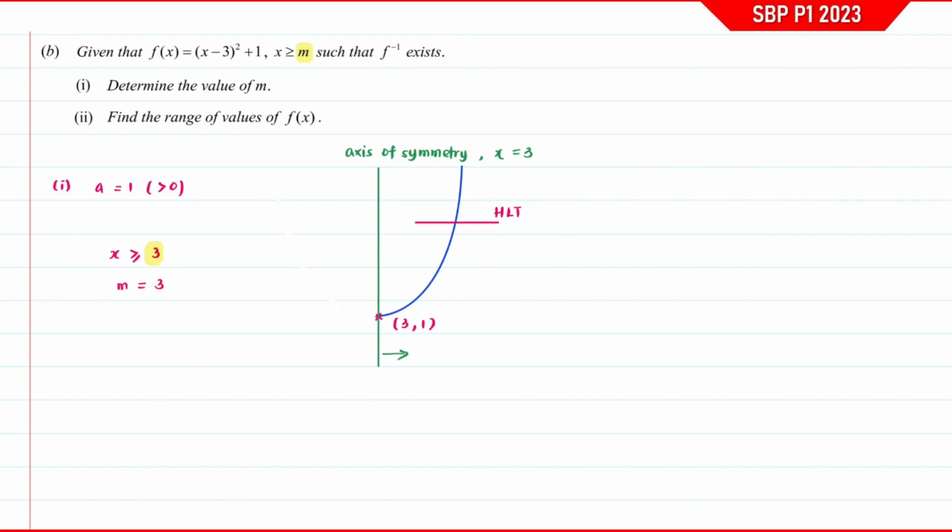Number 2, find the range of values of f(x). The range refers to the set of values of y or the f(x). So the lowest point of this graph is equal to 1. As the domain of this graph is x greater than or equal to 3, then the value of f(x) will start from 1 and go on forever. Therefore, the range of f(x) will be greater than or equal to 1.